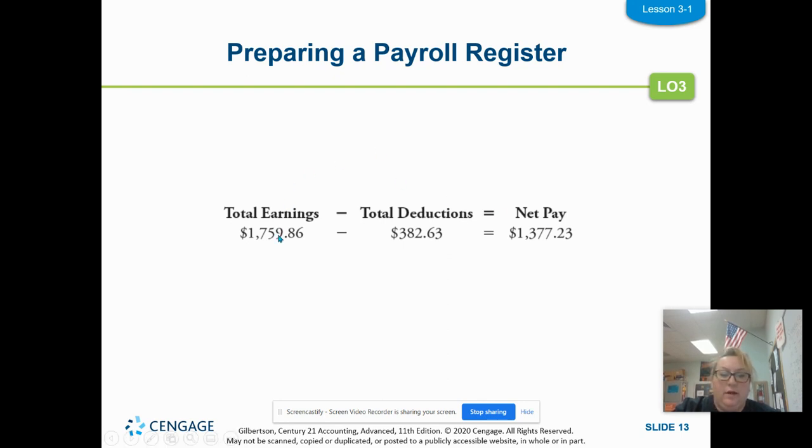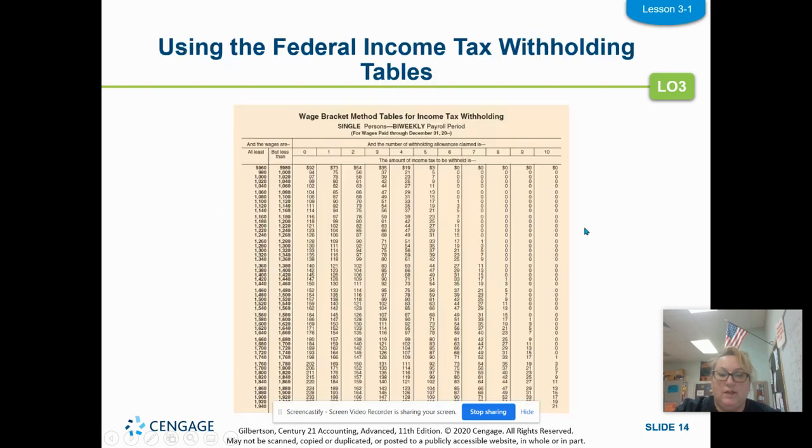They showed you again how to calculate your total earnings minus your total deductions for your net pay. And then, of course, we always have to have our tax withholding. So this one is a single person. Remember at the top here, these numbers 0 through 10 are the deductions. Those are our allowance withholdings.